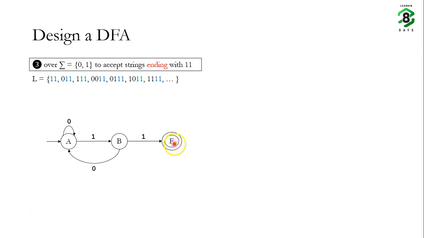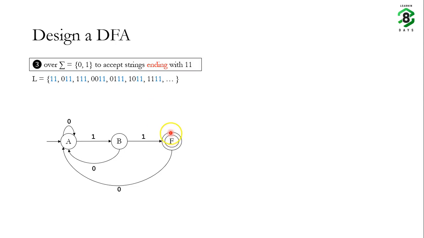Now look at the final state. What will happen if I get a 0 in this state? We are in the final state, which means the last two symbols scanned were 1 and 1. If we get a 0 after that, we should not remain in the final state because the string is not ending with 11 anymore. But it is still possible for the string to end with 11: if we get two 1s after that. Which state goes to the final state on two 1s? The answer is state A. So in state F, if we get a 0, we go to state A.